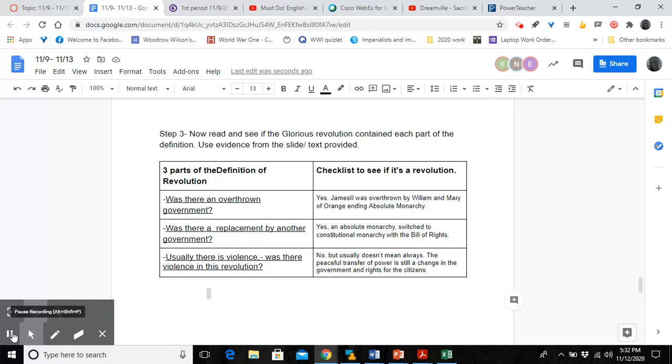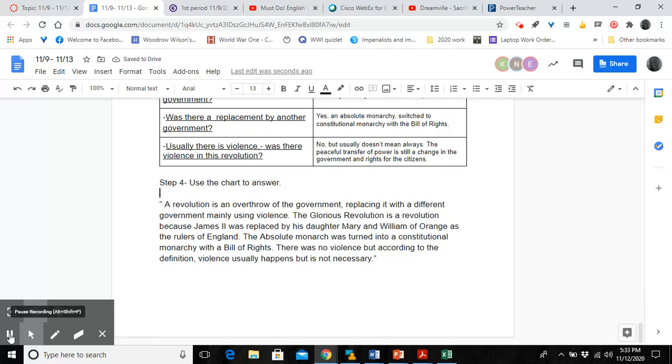Now that you have taken notes, this is called taking notes, by the way, you're ready to use the chart to write your answer. See, step 4, use the chart to answer. The first sentence is the definition of revolution. A revolution is an overthrow of the government, replacing it with a different government, mainly using violence.